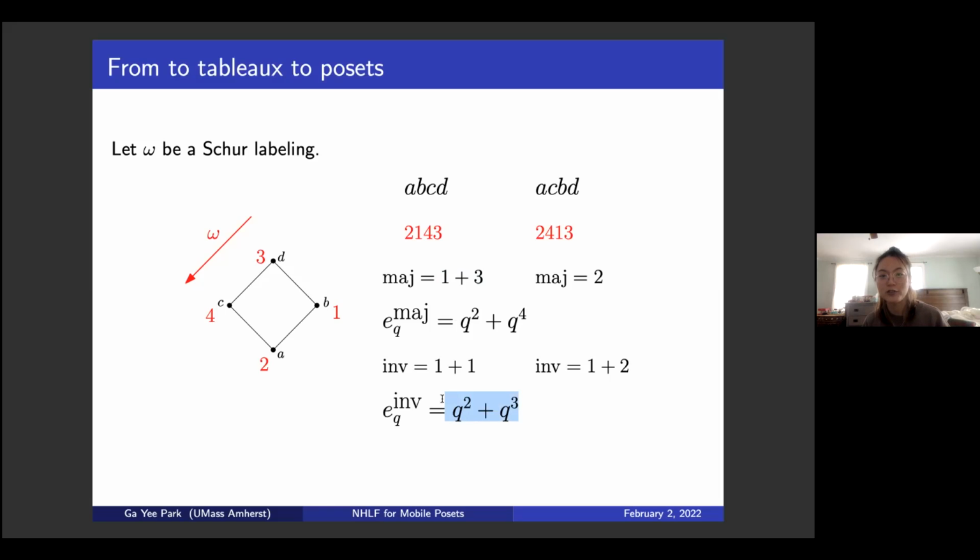Any questions so far? So this very much depends on your labeling, right? Yes, it very much depends on the labeling. And I'll talk a little bit more about labeling in the coming slides. Okay.